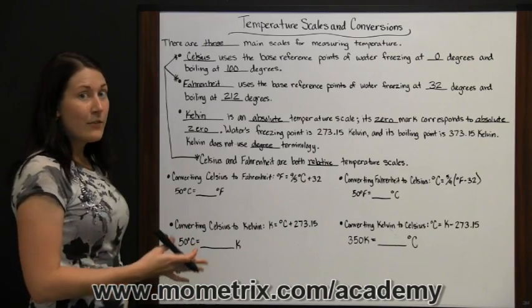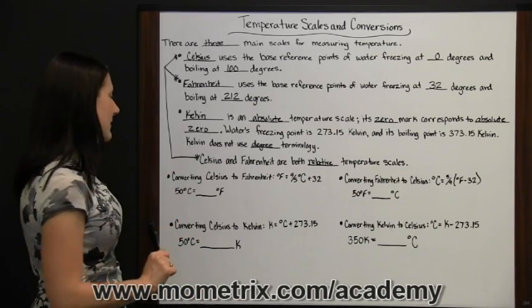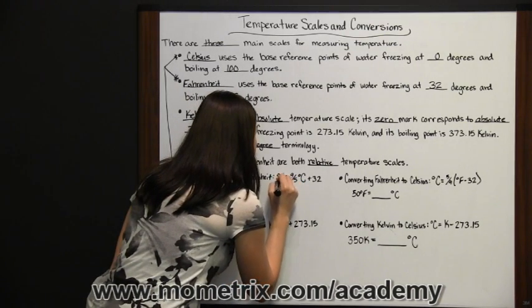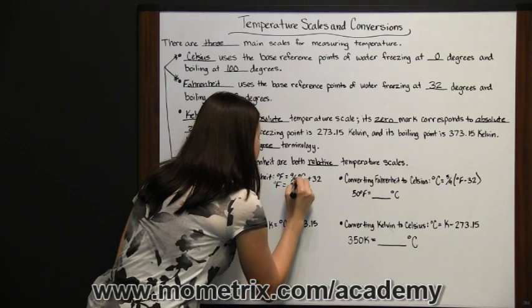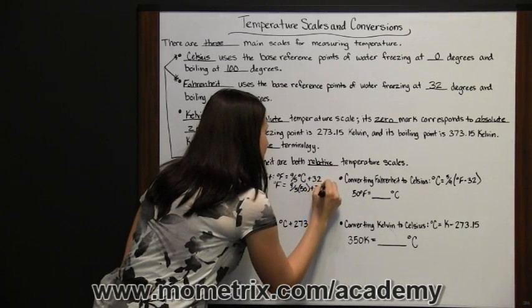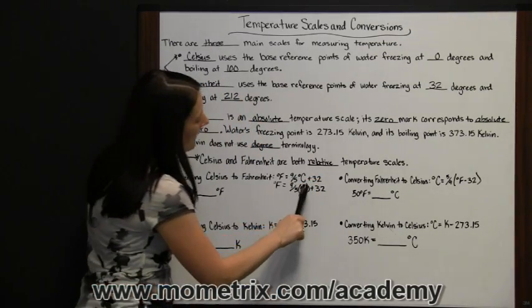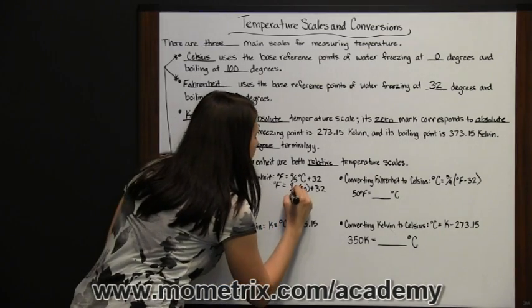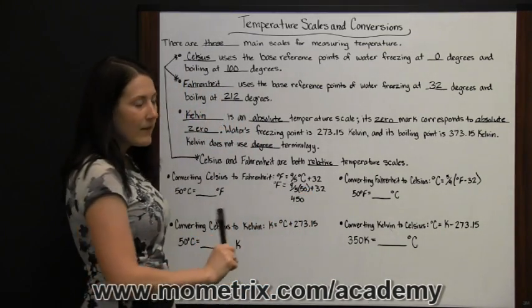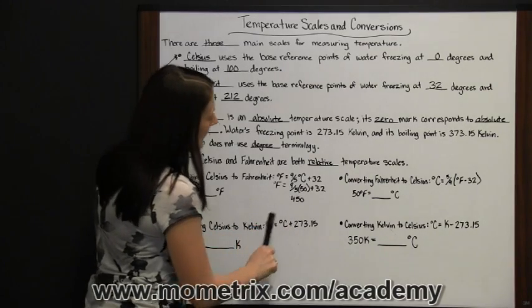Let's look at a different temperature, 50 degrees Celsius. So let's plug it in. We'll have degrees Fahrenheit equals 9/5 times 50 plus 32. Okay? 50 times 9 is going to be 450 because 9 times 5 is 45, and then we just add that 0 onto the end.